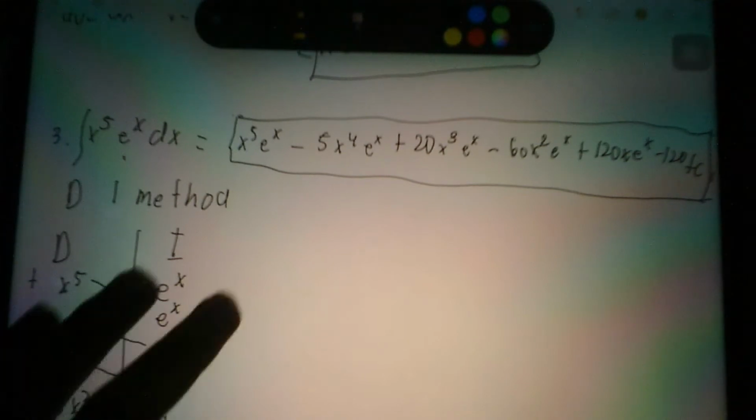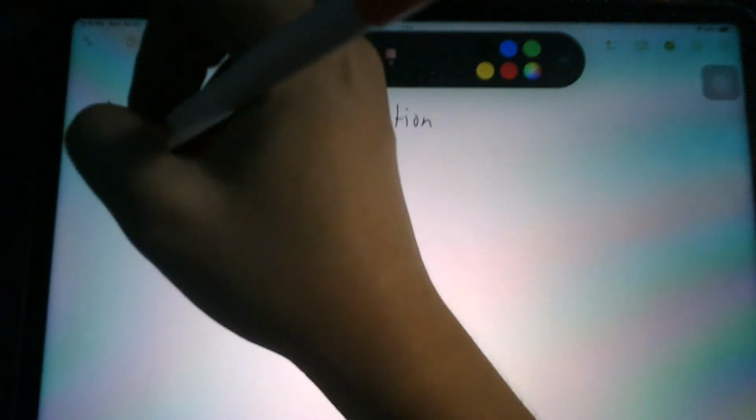Now let's move on to our third type of integration techniques, which is trigonometric substitution. For this type of integration technique, there are 3 types of trigonometric substitution. First is type 1.